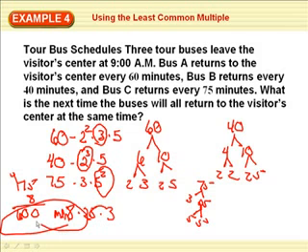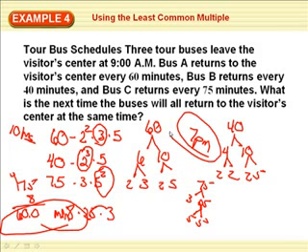So the question says, at what time? When will they be at the same time? 600 minutes. There's 60 minutes in an hour. It would be 10 hours. And what time did they leave? 9 a.m. 10 would be 10, 11, 12, 1, 2, 3, 4, 5, 6, 7 p.m. at night is when they would all be back together.